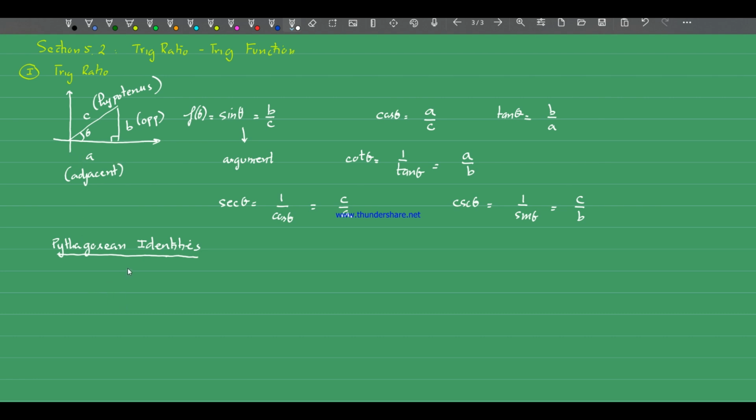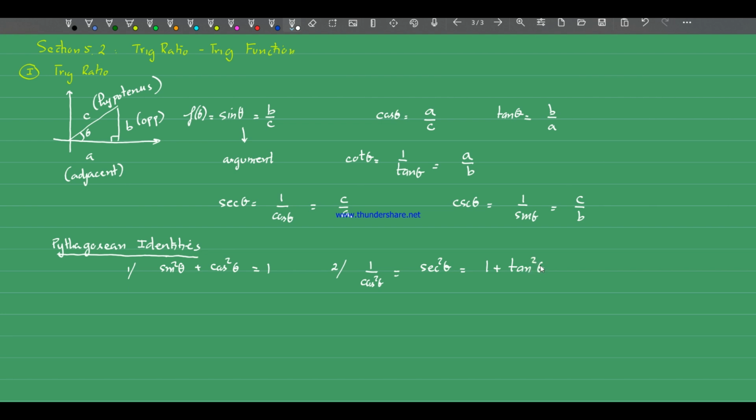So the first Pythagorean identity is: if you square sine and add it to cosine square theta, this gives you 1. And the second identity is: 1 over cosine square theta. You know 1 over cosine square is secant, so secant square theta is equal to 1 plus tangent square theta.